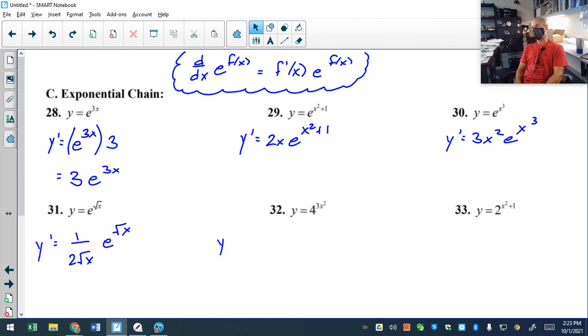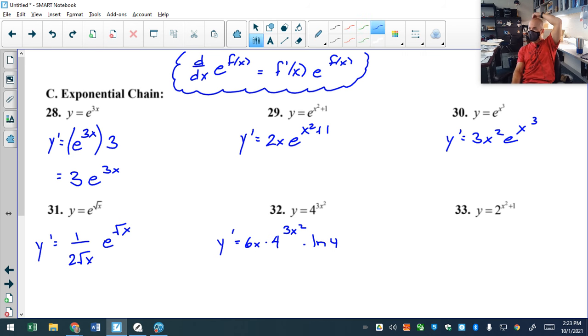32 starts off almost the same. We do the derivative of the exponent. Derivative of 3x squared is 6x. Copy the original, 4 to the 3x squared, just like I would if it were in e. The only difference here is that that is not base e, so you just need to multiply by the natural log of 4 and you're done. That's the only addition.